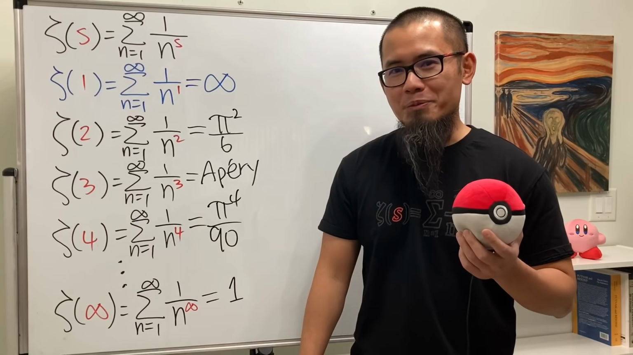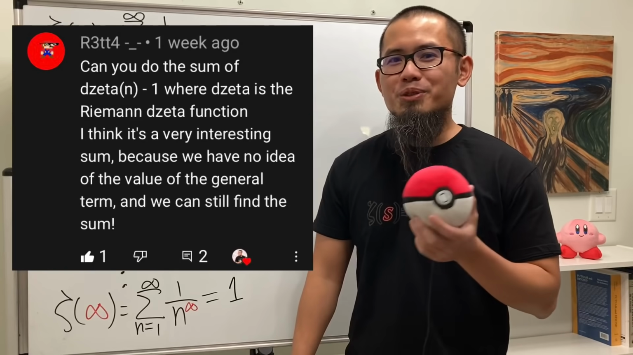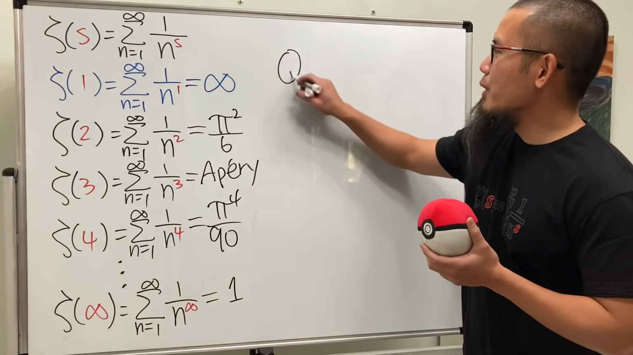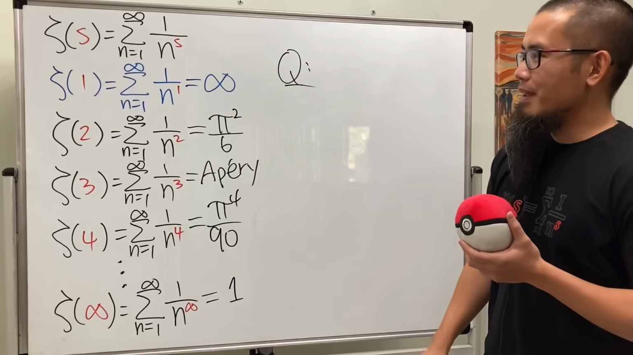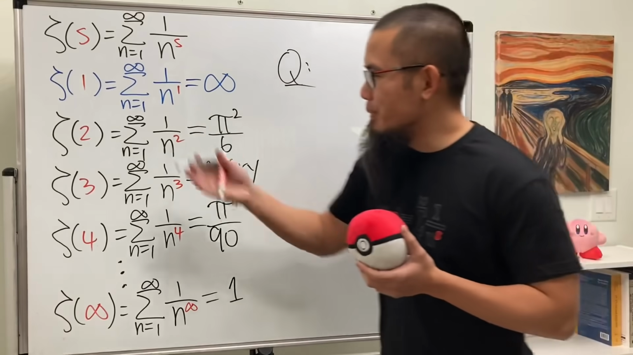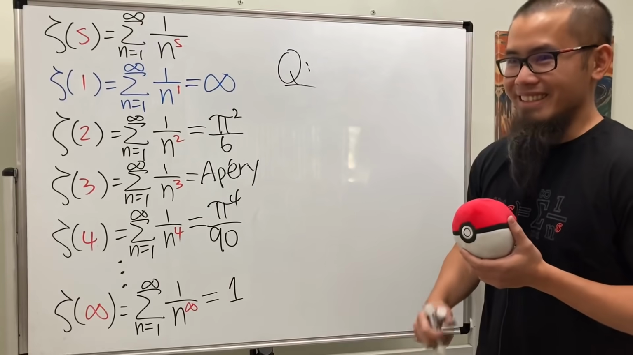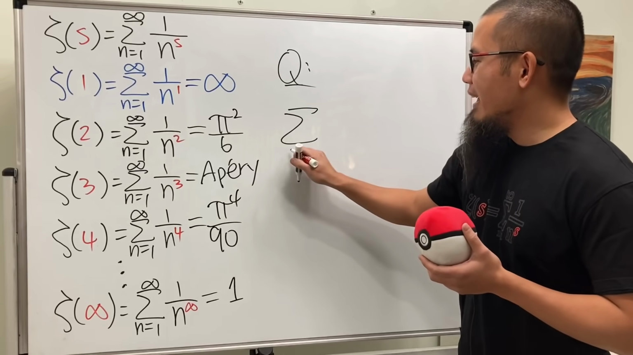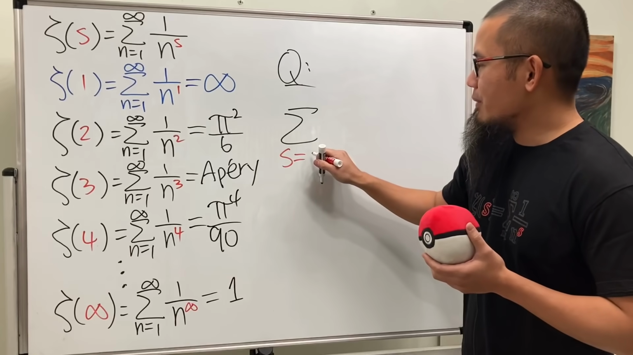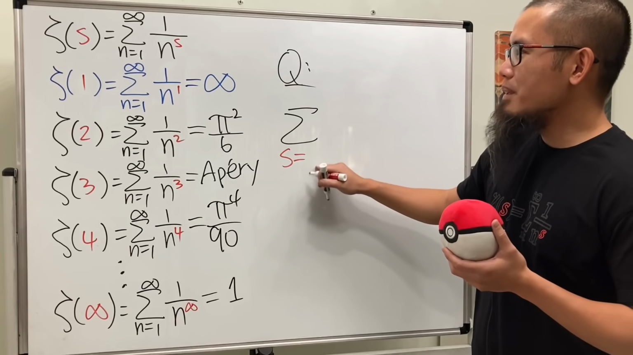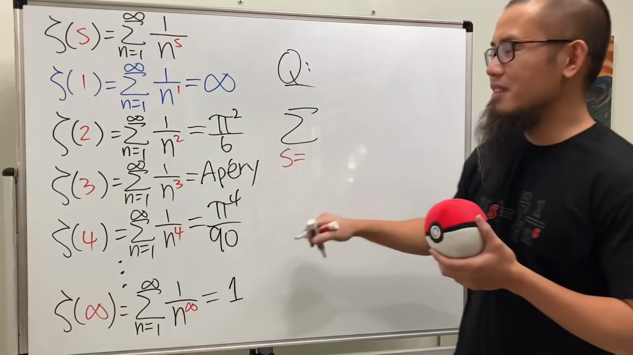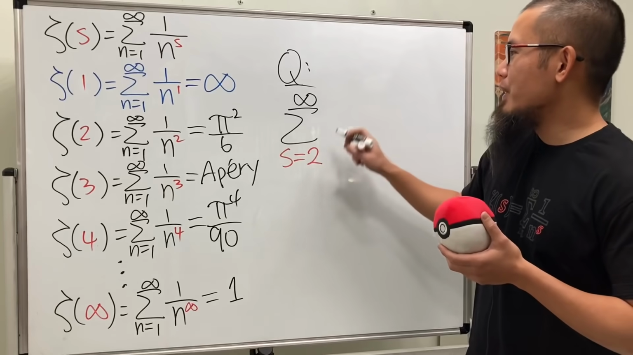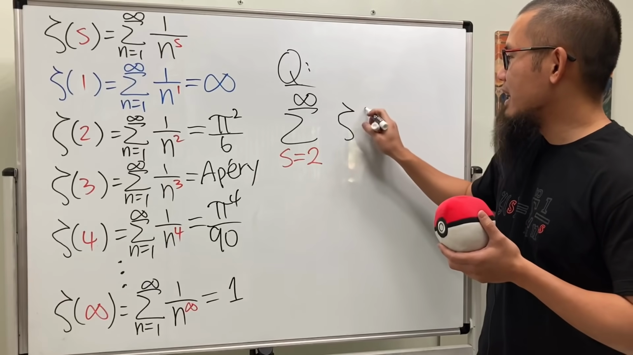This is not my question, right? It was asked by R3TT4. Thank you for your question. Check this out. This is the question of the day. Let's go ahead and put the Riemann Zeta function in a series. So let's go ahead and do this. When S goes from, we cannot put down 1 because when S is 1, we get infinity. So let's go ahead and start with 2 and then to infinity. And then we are looking at the zeta of S.